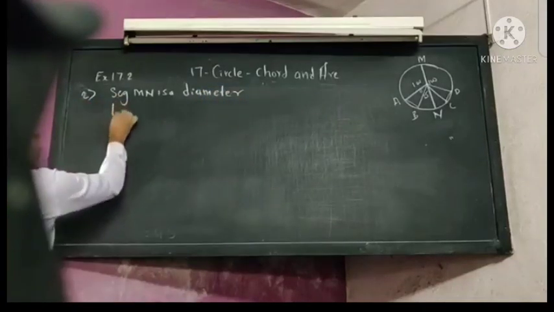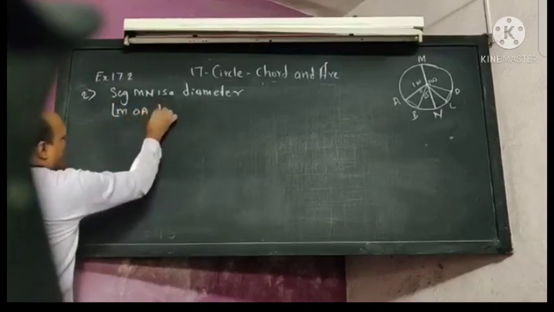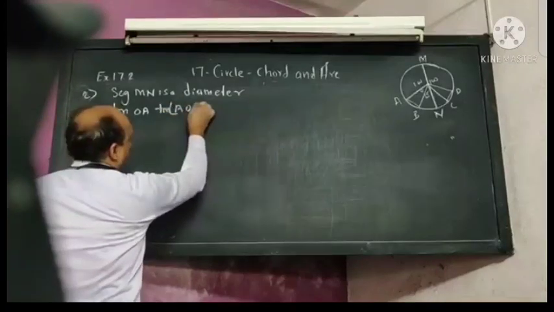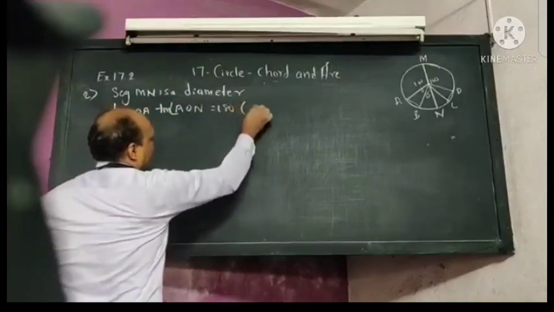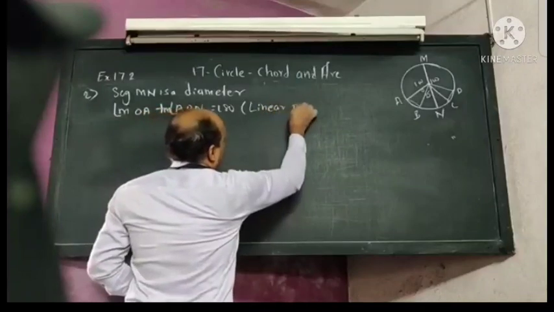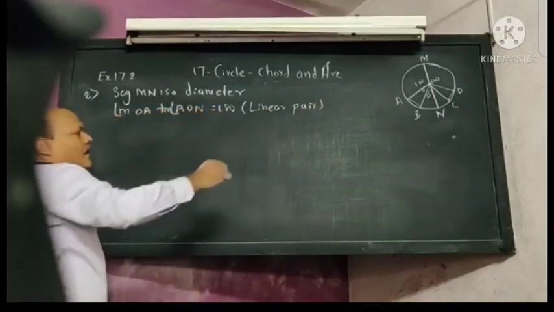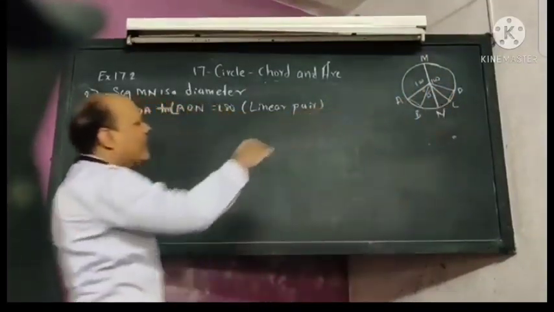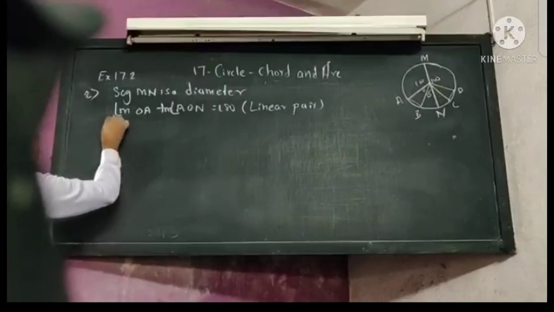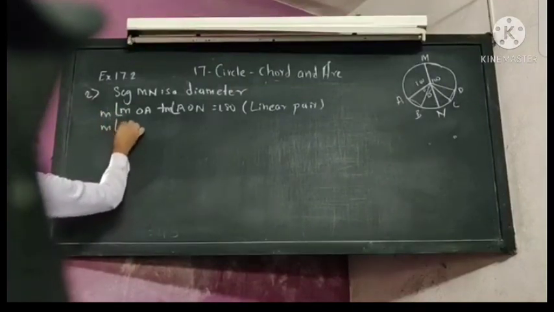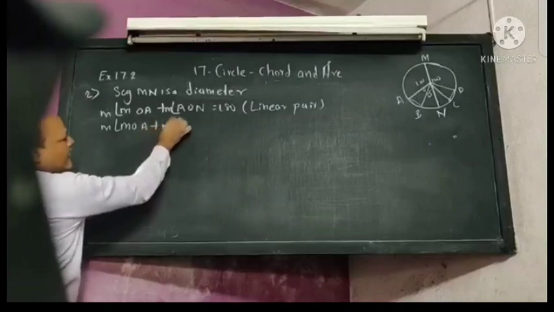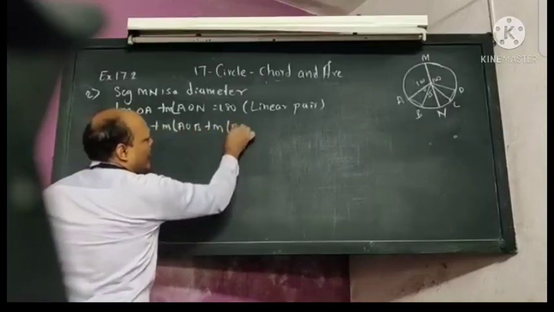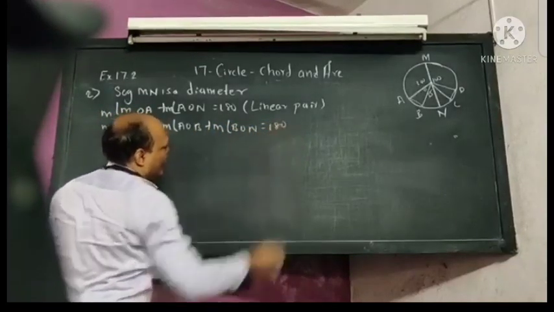Measure angle MOA plus measure angle AON is equal to 180, because they form a linear pair. AON is made of two angles, so we split them. Measure angle MOA plus measure angle AON can be written as measure angle MOA plus measure angle AOB plus measure angle BON is equal to 180.